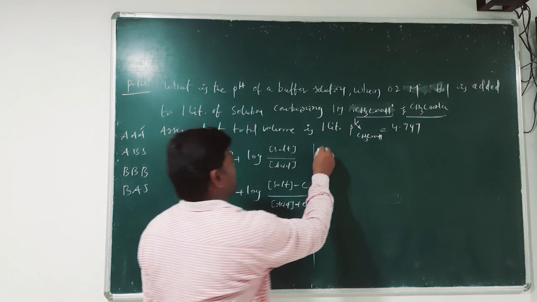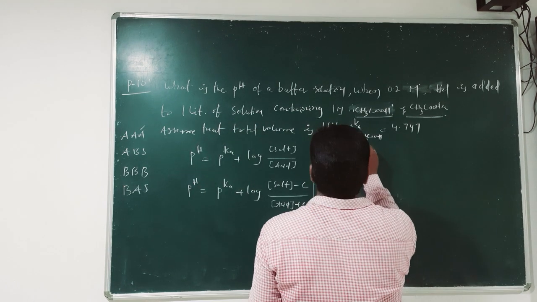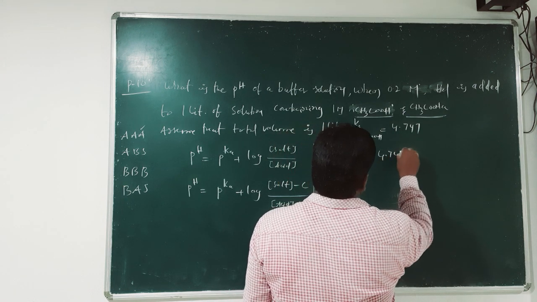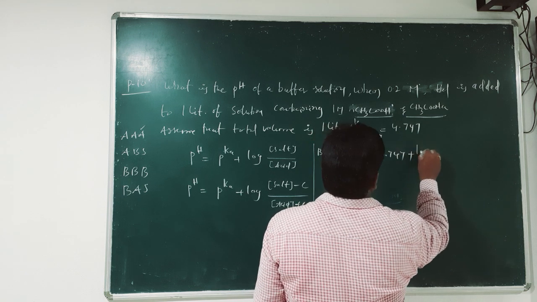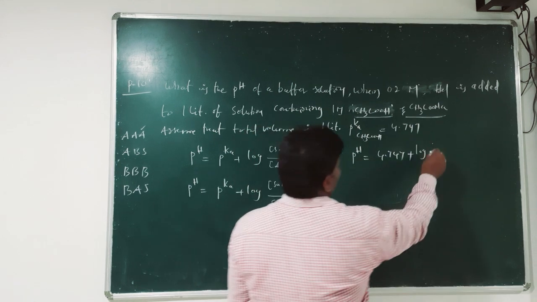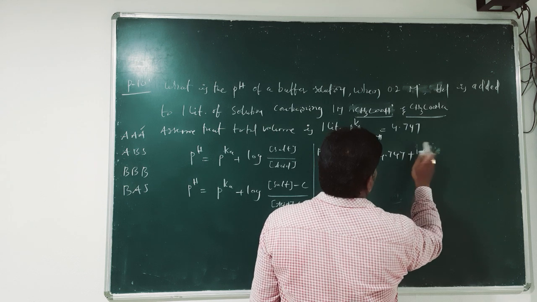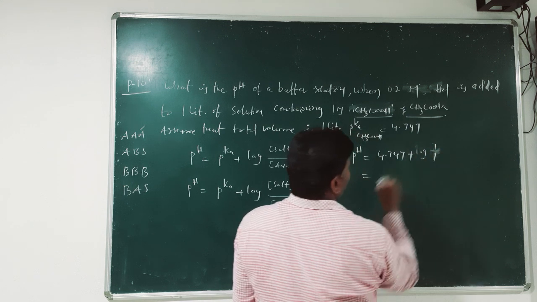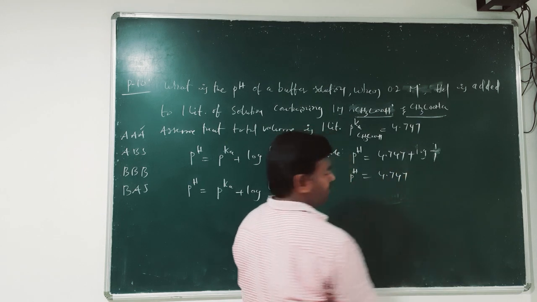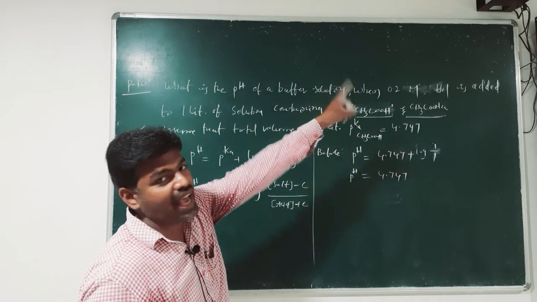Okay, so first we shall calculate the pH before adding the acid. The formula for before pH: pH is equal to pKa, 4.747, plus log concentration of salt by concentration of acid. Salt concentration is 1 molar and acid concentration is 1 molar. So 1 by 1 is 1, and log 1 is 0. So pH is 4.747. That is the pH before adding the acid.